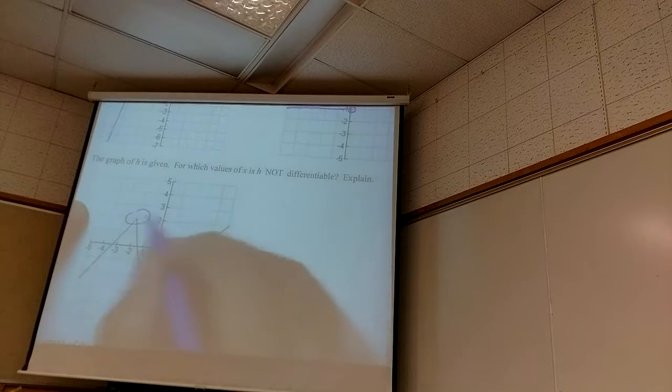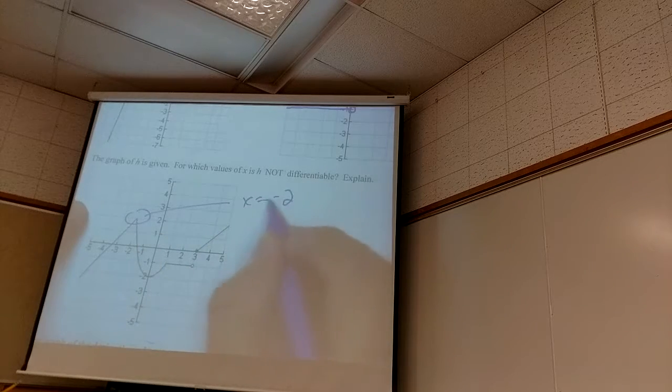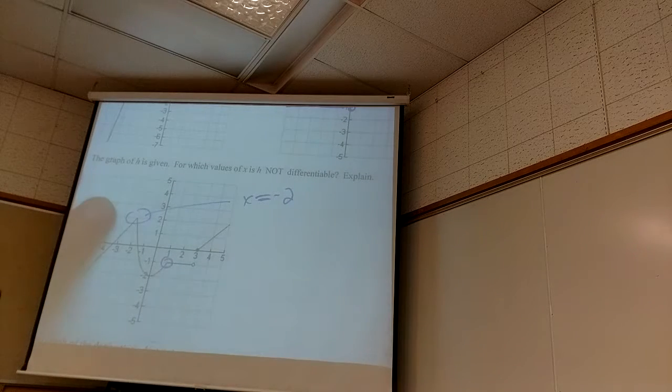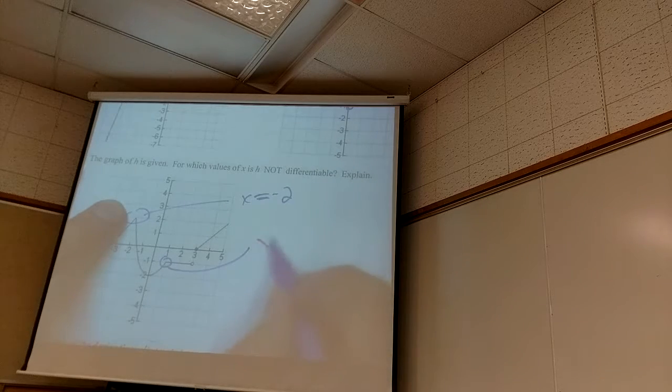Yeah, -2. So at x equals -2, there's this corner. Where else? At 1, there's another kind of corner. Not as sharp of a corner, but still it would kill us all. That's a place to avoid. And then one more really kind of in-your-face obvious place: this 3.